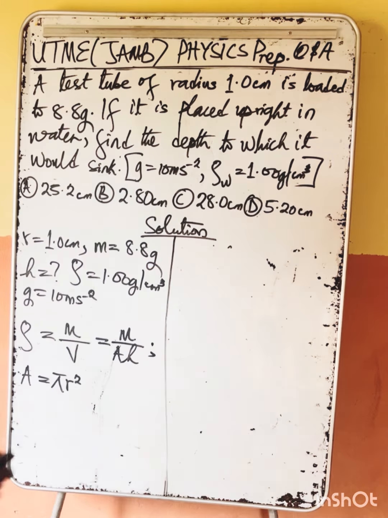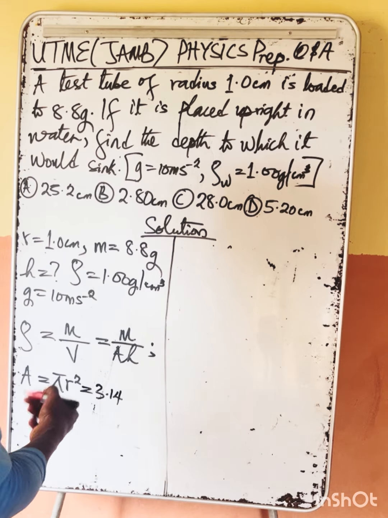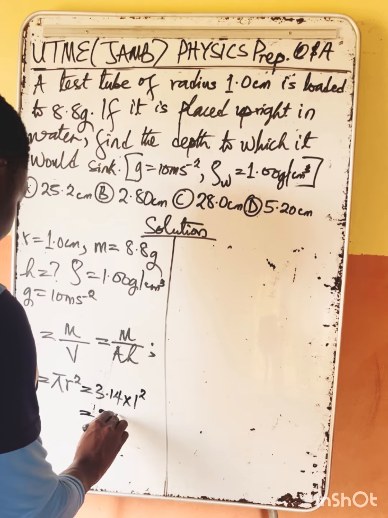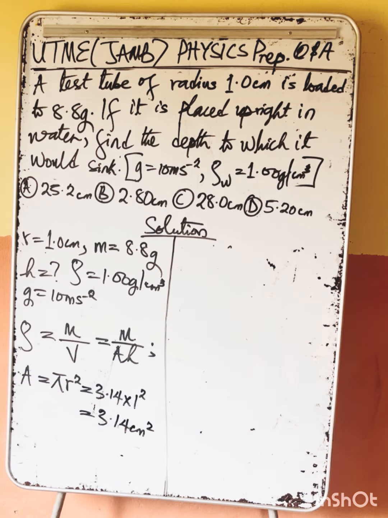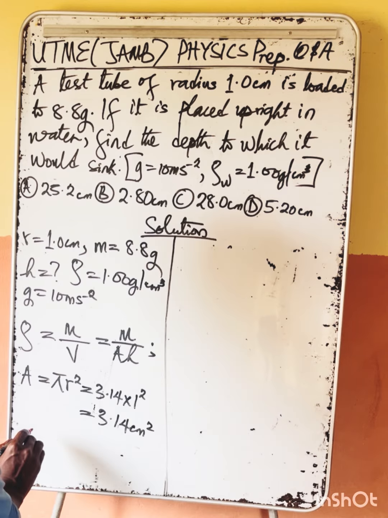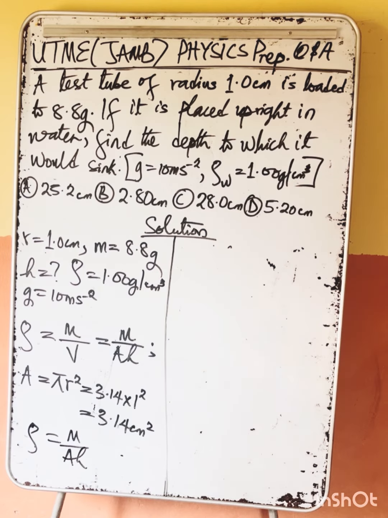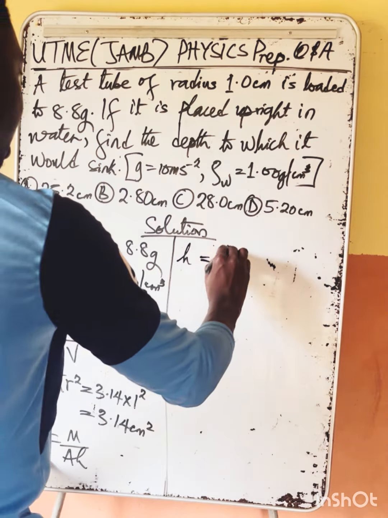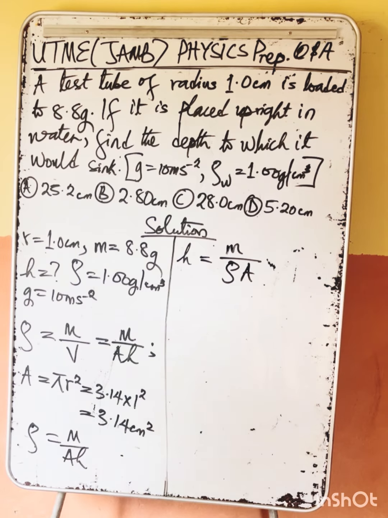If we do this now, pi is 3.14 or 22/7 times r squared, that is 1 squared. So this will still leave us with 3.14 cm squared. That is the area. Then we have the mass. From this formula, rho equals m over A h, we will make h, the depth, subject of the formula and we get our answer. So h will be equal to m over rho A. Yes, rho A. That makes h subject of the formula.